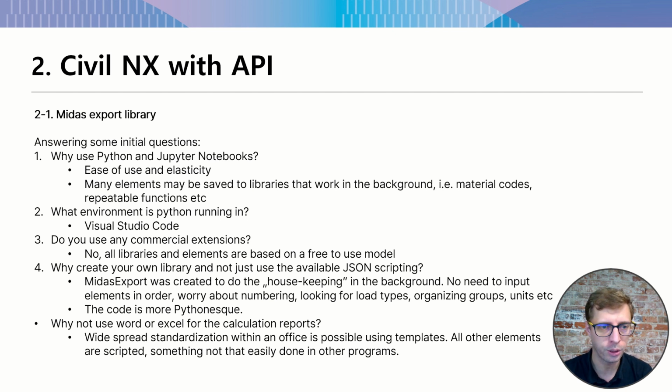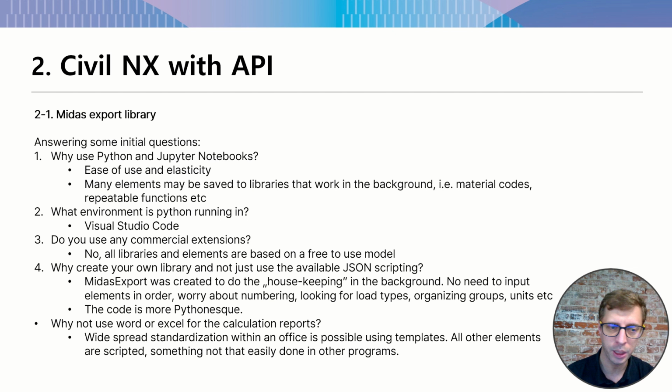Grasshopper has the option of importing Python code, so it can be used within Grasshopper to make certain elements. Also, many elements can be saved to libraries, like for example material codes, repeatable functions, or for example creating a catalog of pre-stressed concrete beams that would include both the beam, the cross sections, its parameters, and the tendon layouts, the standard tendon layouts. All of this is run in Visual Studio Code in conjunction with Jupyter notebooks. That was shown earlier.